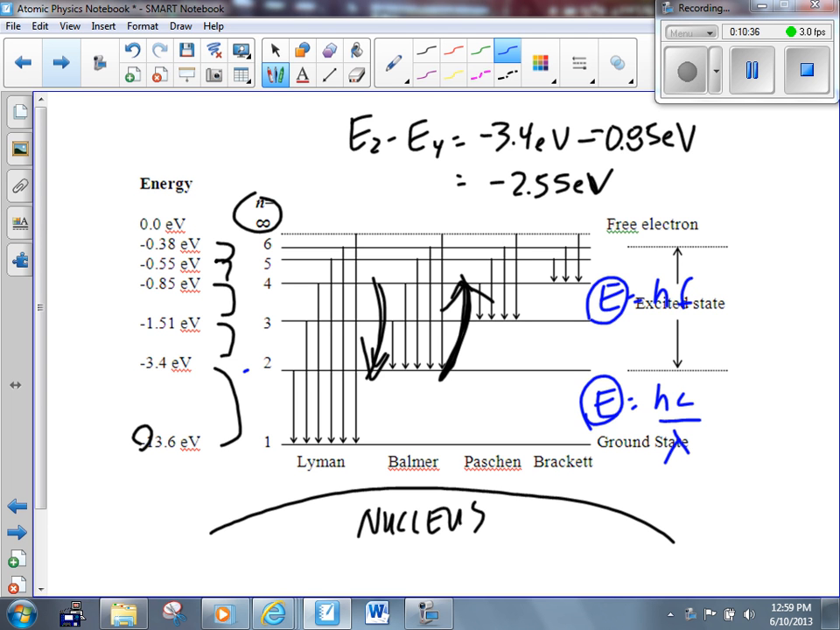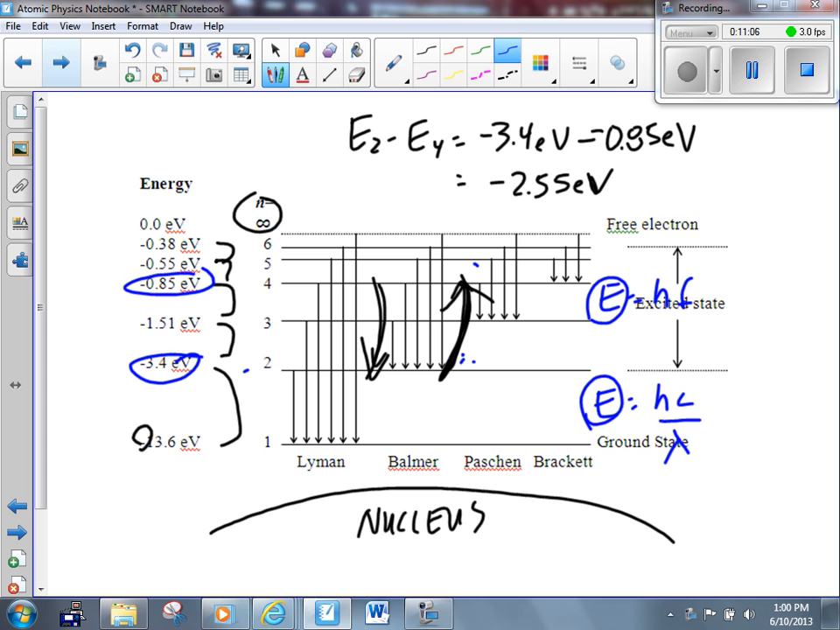I guarantee you this. If you get a question where you're asked to solve for the frequency of EMR that's given off or absorbed between level 2 and level 4, one of the options will be the correct answer. One of them will be using this as your energy. One of them will be using this as your energy. If you use either one of those as your energy, you'll get an answer that's there, but it'll be wrong, because you need to use the difference in energy, the energy of the transition.